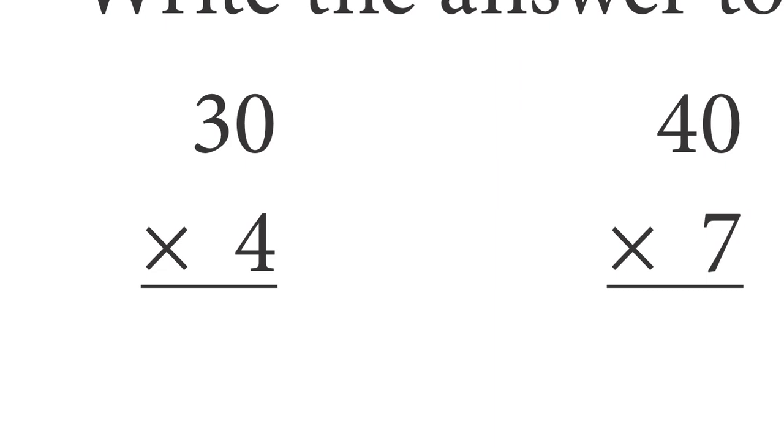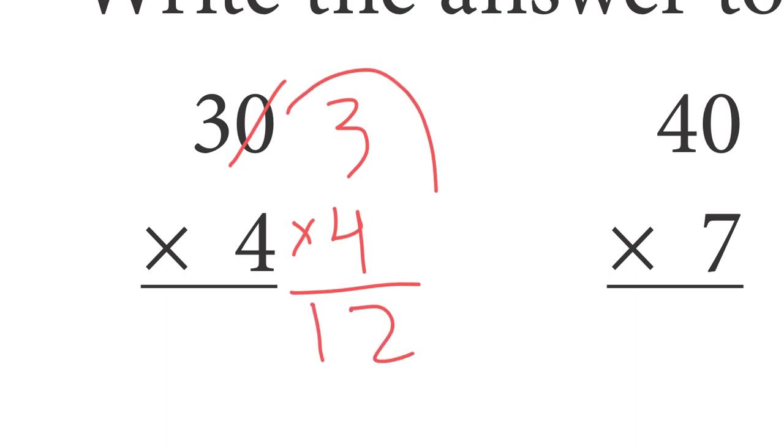For example, if I just forget that this 0 exists, I can just say 3 times 4. Not too bad of a math fact. 3 times 4 is 12. I just have to remember to put my 0 back on when I'm done. The answer is 120.